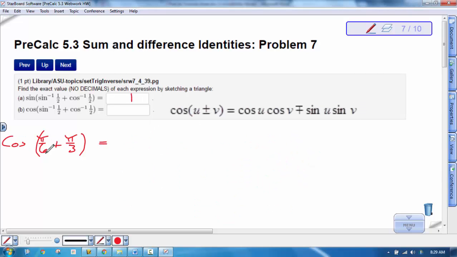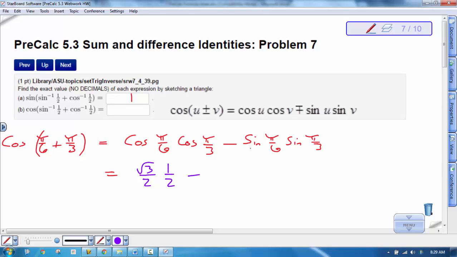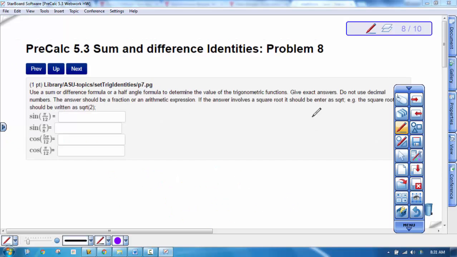Now we just need to do the same thing with cosine. So here's the cosine formula. We fill that out for you. There it is filled out. The cosine of 30 degrees is square root of 3 over 2. The cosine of 60 degrees is 1/2. The sine of 30 degrees is 1/2. And the sine of 60 degrees is square root of 3 over 2. So this ends up giving us square root of 3 minus the square root of 3 all over 4, which should be just 0.